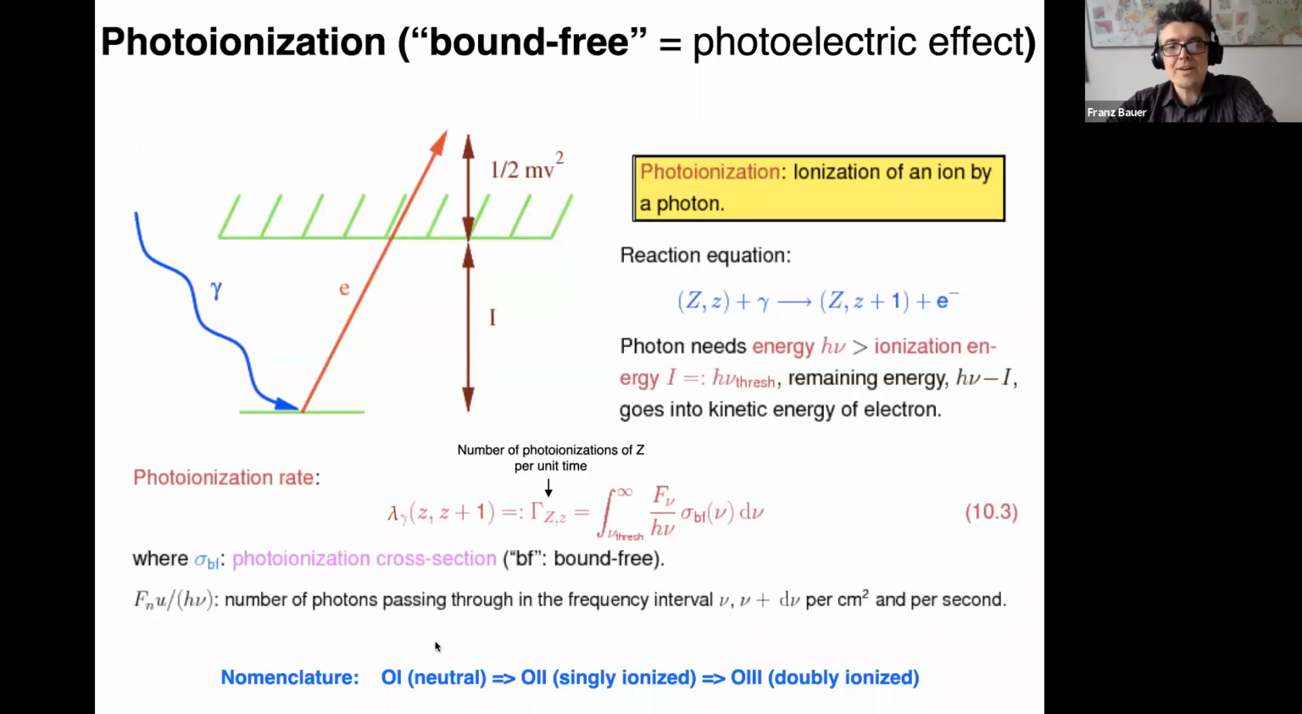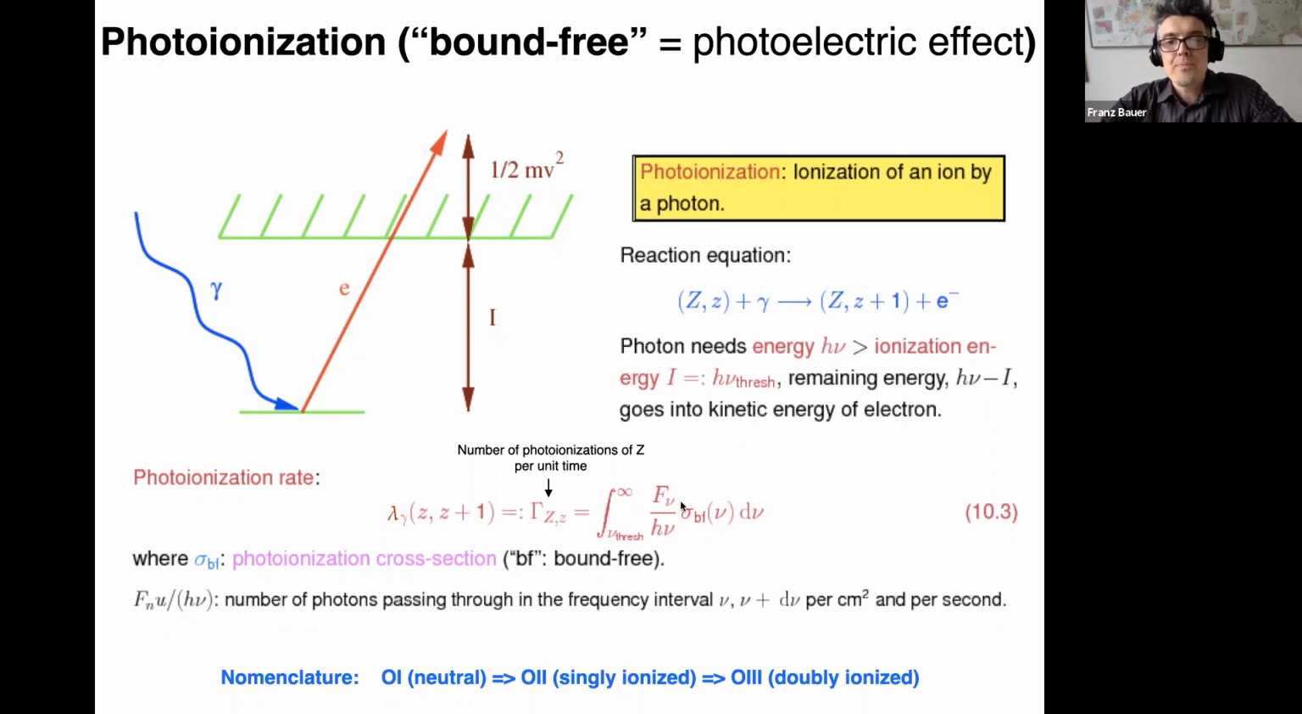Typically oxygen 1 would be neutral. Oxygen 2 is singly ionized. Oxygen 3 would be doubly ionized. Oxygen has 8 electrons, so doubly ionized, you lose 2 electrons. In general, they can be anywhere in the structure.